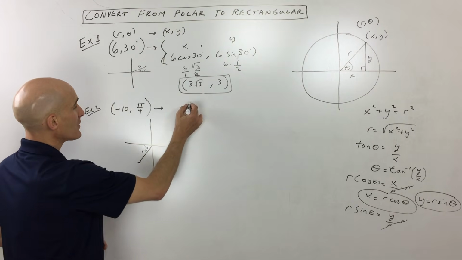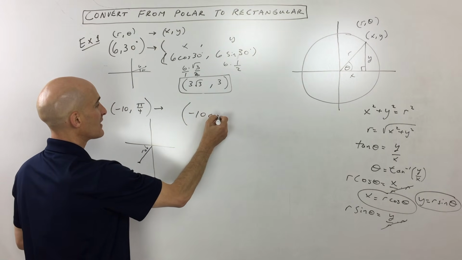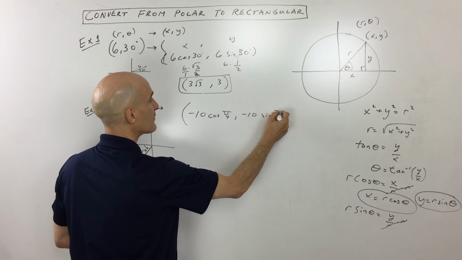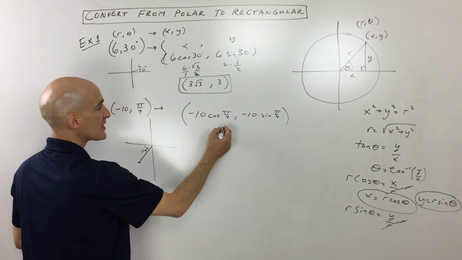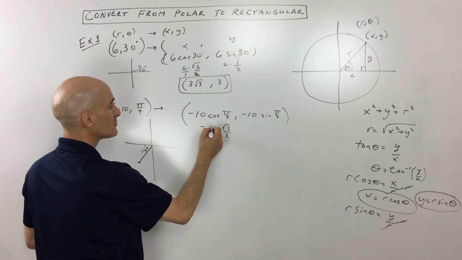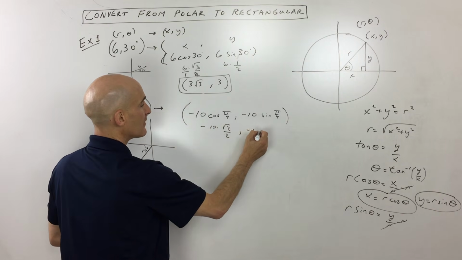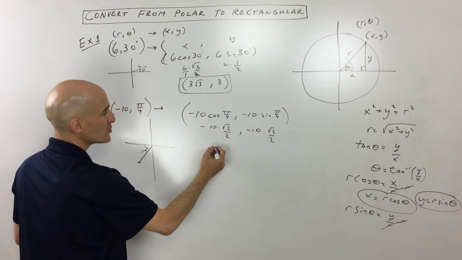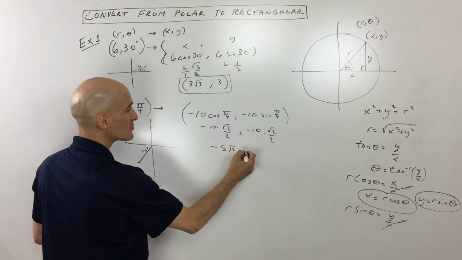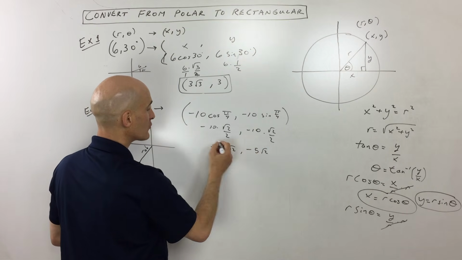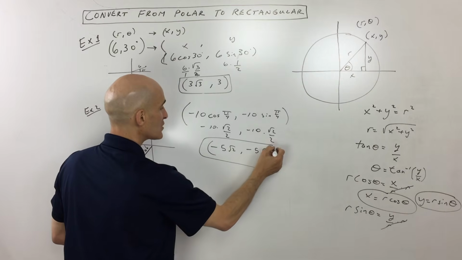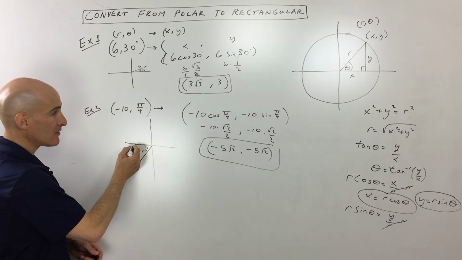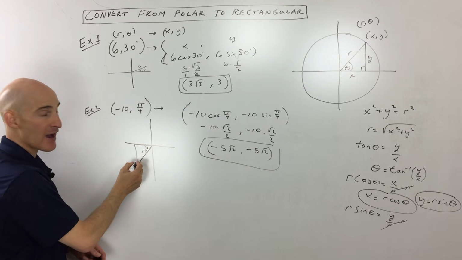Again, same formula. We're going to take -10 times the cosine of pi over 4, and -10 times the sine of pi over 4. Remember, cosine of pi over 4 is root 2 over 2 times the -10. And then sine of pi over 4 is also root 2 over 2. You can cross reduce here, and this is going to give you -5 root 2 and also -5 root 2. So this is going to be the location of your point using x and y rectangular coordinates. You're going left 5 root 2, down 5 root 2.